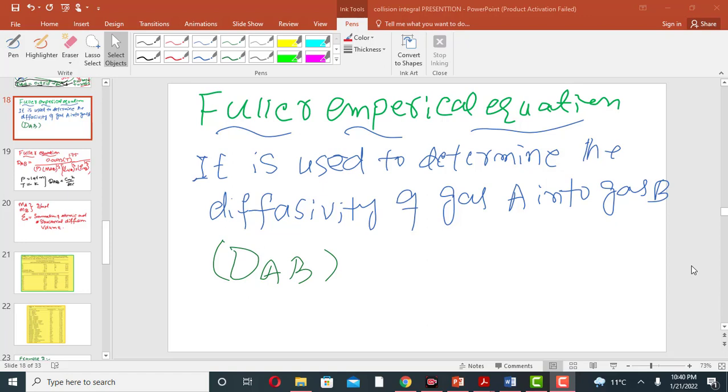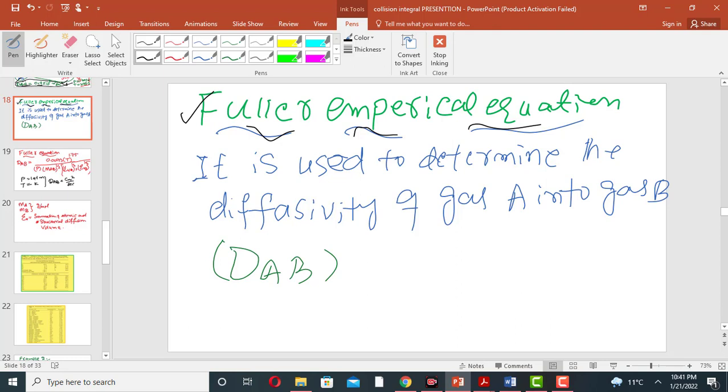Here we will discuss the diffusivity of gas A in gas B. In the previous lecture we discussed the Chapman-Enskog equation to define the diffusivity of one gas in the other gas. In this lecture we will discuss the Fuller equation. It is an empirical equation to define the diffusivity of gas A through gas B.